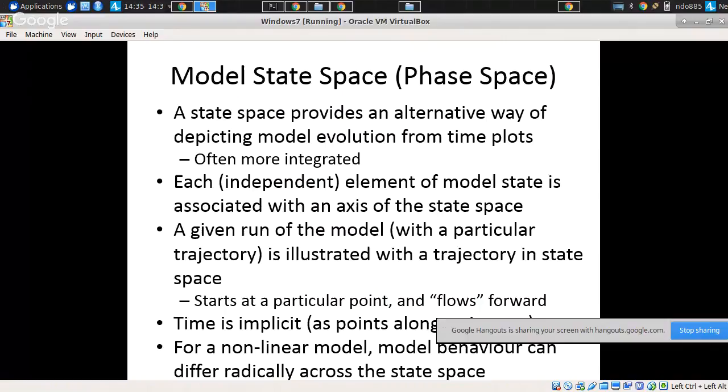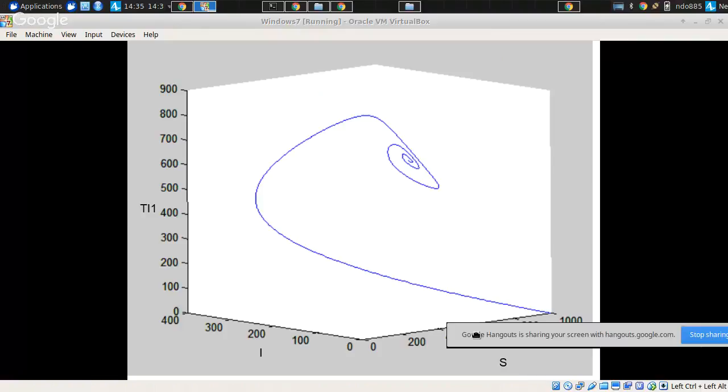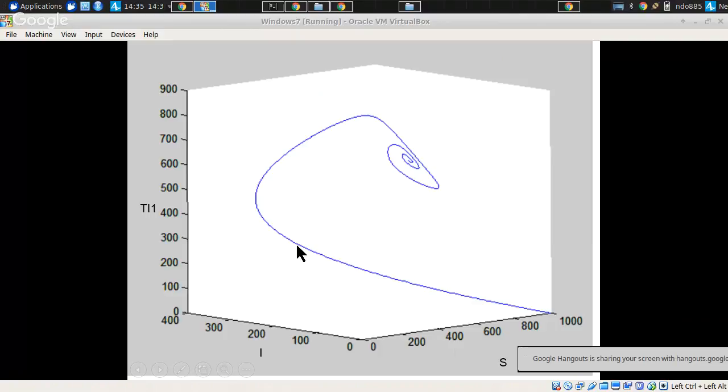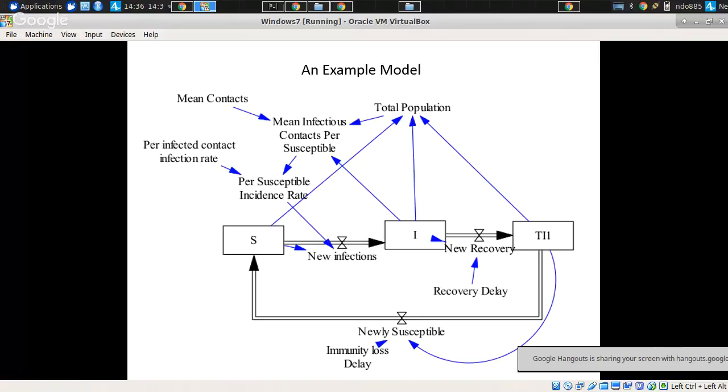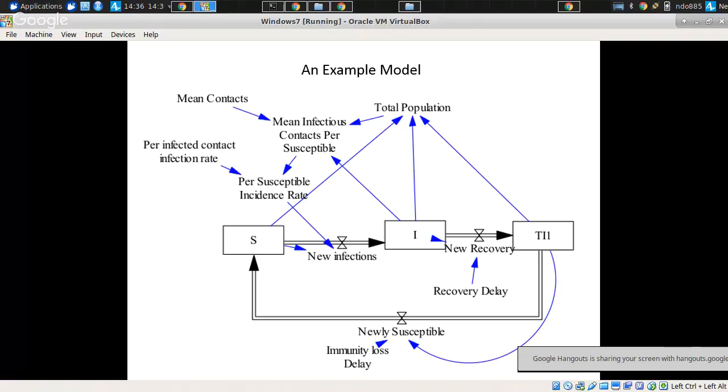And within this alternative mechanism, we might have a model with three stocks, and the resulting state space would have three axes associated with it, one for each of these stocks, one for each of these elements of the state. So the susceptible would have an axis associated with it, the infective would have an axis, and the number of temporarily immune individuals would have an axis. And at a given point in time, this model would have a particular number associated with the susceptible stock. S would hold a particular value. I would hold a particular value. R would hold a particular value.